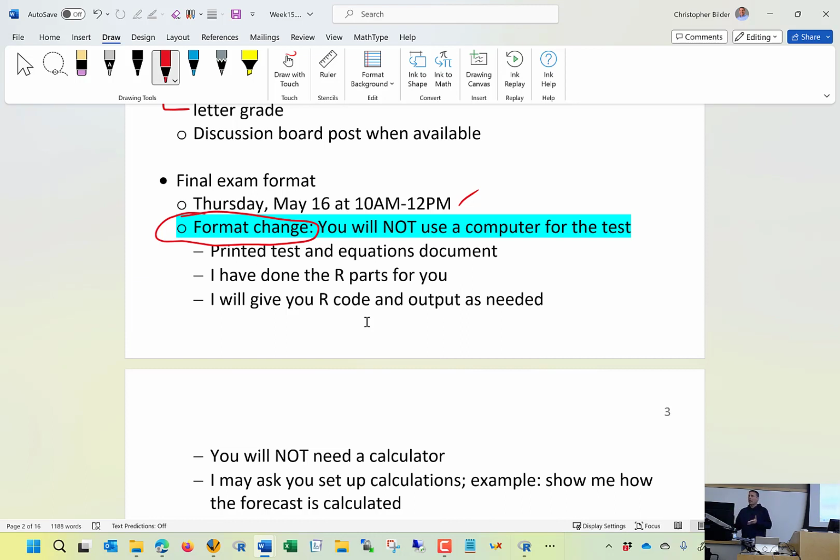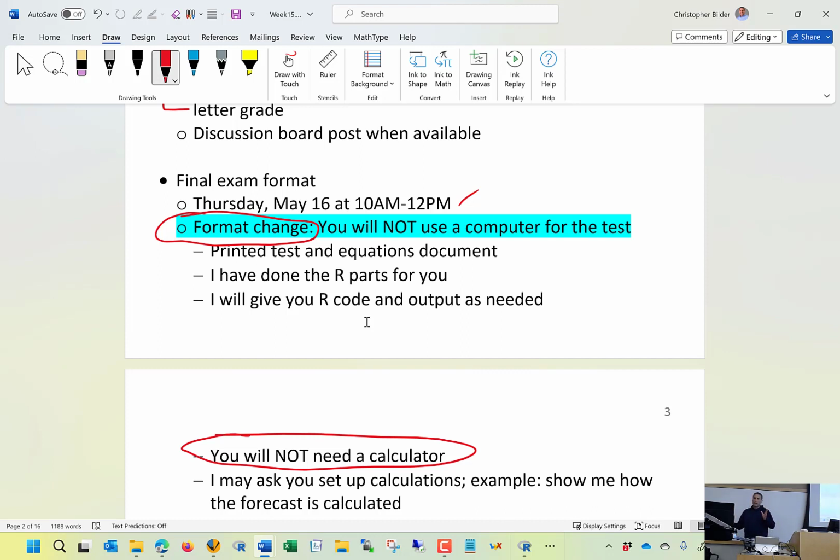Using that R code and output, there will be some parts of the tests where you will need to look at it and then answer a question about it. The simplest could be simply to state the estimated ARIMA model based upon what you see in the output. Okay? At the end of the test, you'll just hand in all that paper stuff. You will not need a calculator for the test, because you aren't going to be using a computer at all.